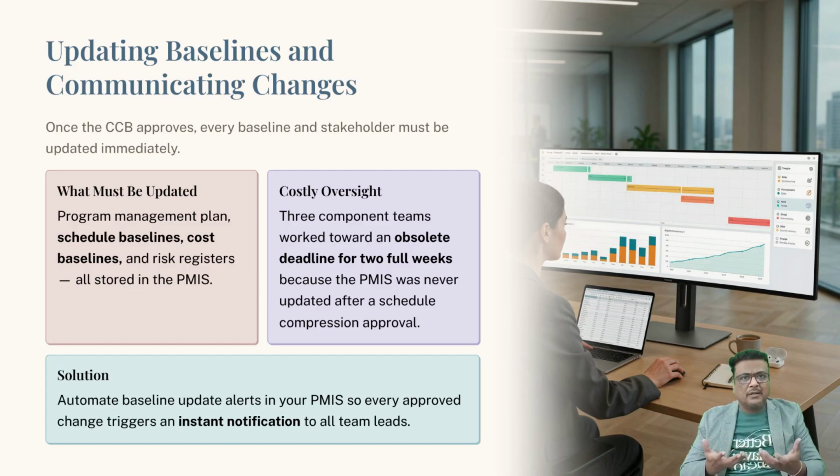I remember managing a multi-country software rollout where the CCB approved a major schedule compression change, but the communications coordinator forgot to update the master project schedules stored in our digital PMIS workspace. As a result, 3 component teams kept working toward the old obsolete deadline for 2 full weeks, completely missing the new targets. Once we automated our baseline update alerts inside our PMIS, every approved change triggered an instant notification to all team leads. Don't worry, we'll take it slow and look at how you configure these baseline notifications.